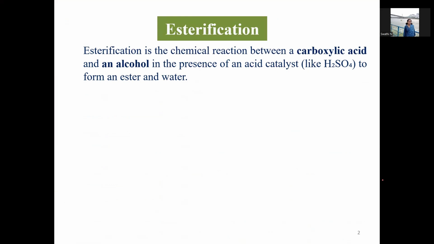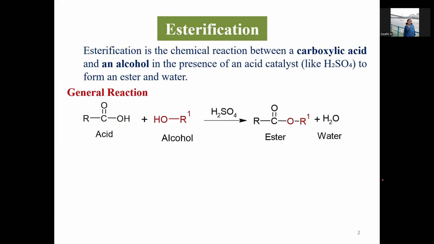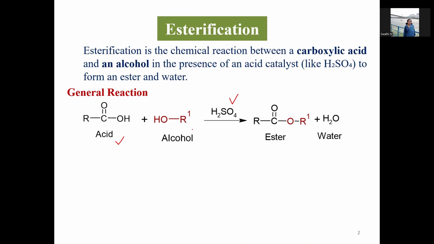So esterification is one of the most important chemical reactions, which usually occurs between a carboxylic acid and an alcohol in the presence of an acid catalyst. Here, sulfuric acid is used as the acid catalyst. Carboxylic acid reacts with alcohol. So you can see here the hydroxyl group from the carboxylic acid and the hydrogen from the alcohol will be removed in the form of water. That is why we get water as one of the byproducts in this reaction. Now this R1O group will be transferred onto the carbonyl group of the carboxylic acid. So that is how there will be formation of an ester.